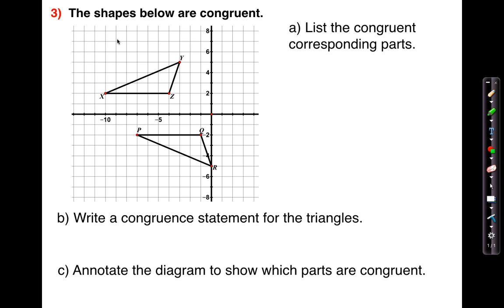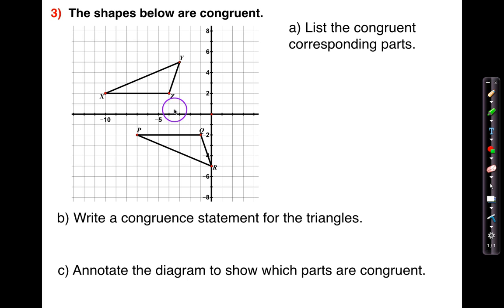So first, I would like to say this. I think the best thing to do is to first create a congruent statement. Why? Because if I have a congruent statement, it's going to make it very easy for me to go ahead and list all the congruent angles and to list all the corresponding line segments that are congruent. So for that reason, I will be doing this out of order. I'm going to jump to part B first to write that congruent statement.